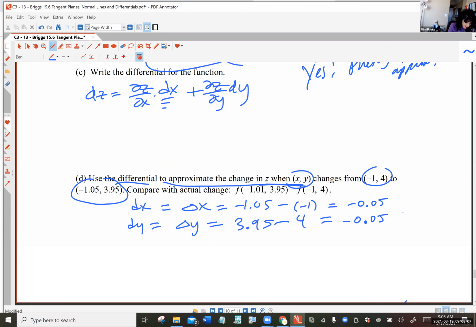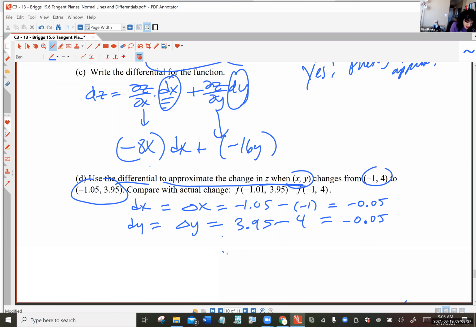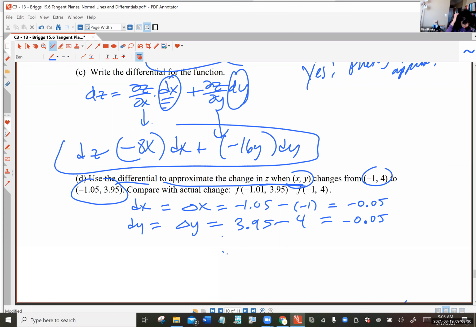That doesn't always happen, but okay. So that's what's going to get substituted in for the dx and dy. Before we move on, though, what is dz/dx? I think we agreed it was -8x. And then dz/dy was -16y. So here's our differential in full. When we start plugging in, the starting point for x is -1, and then our delta x was -0.05, plus -16 times the y, which is 4, and then your change in y.